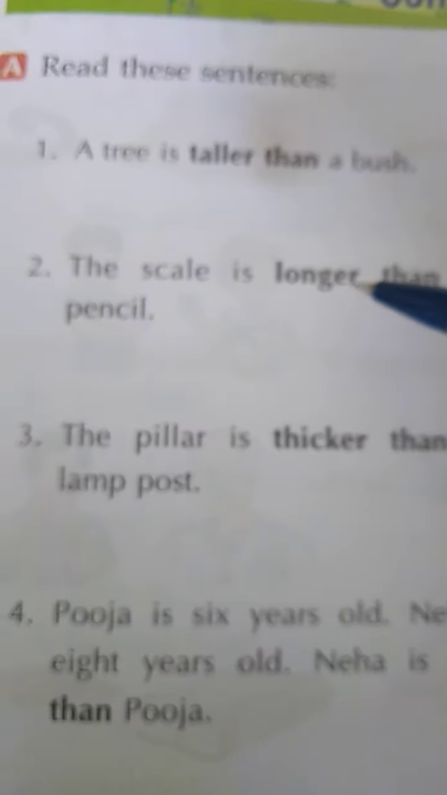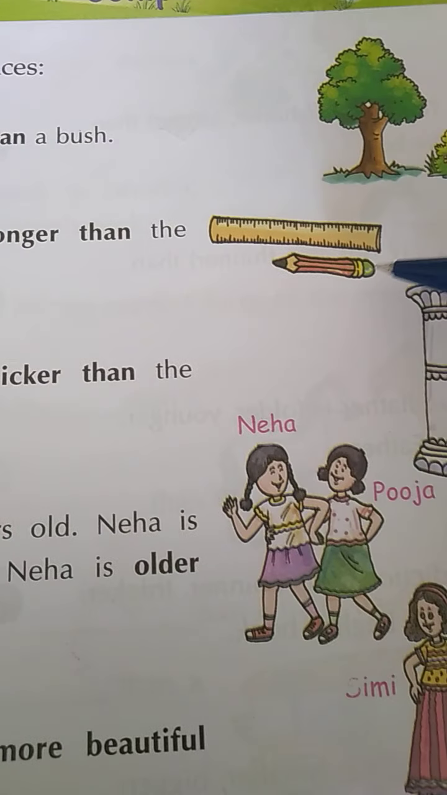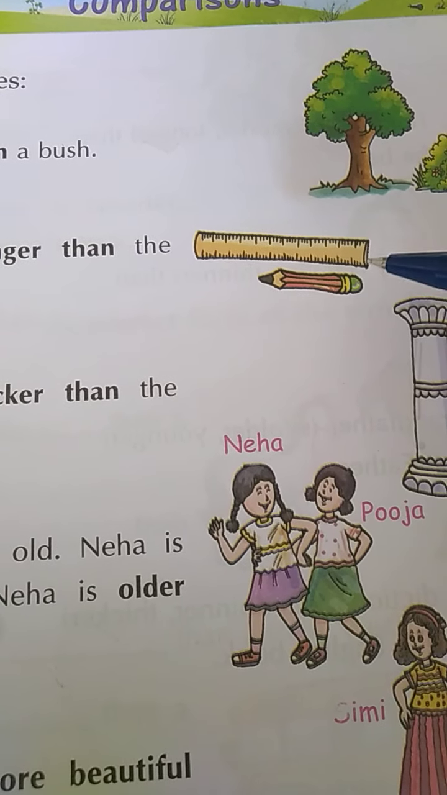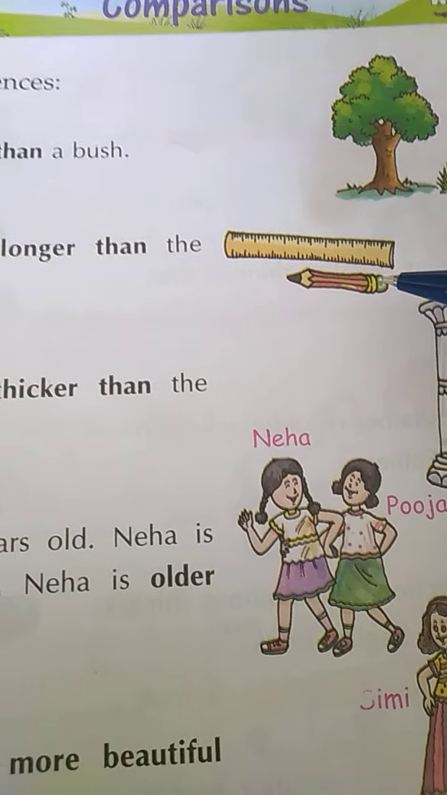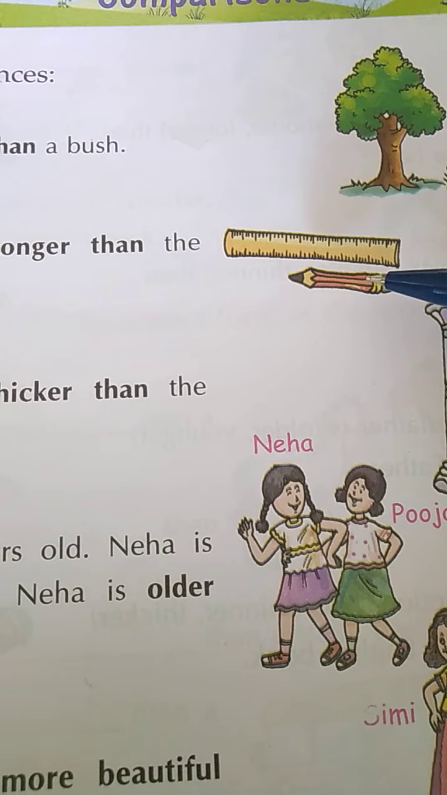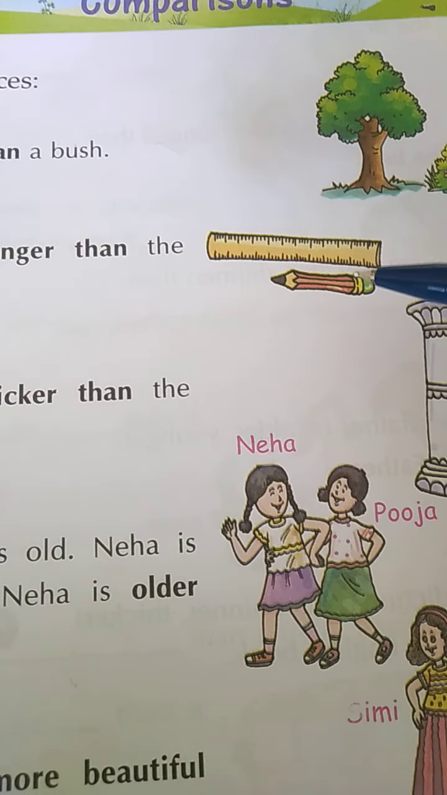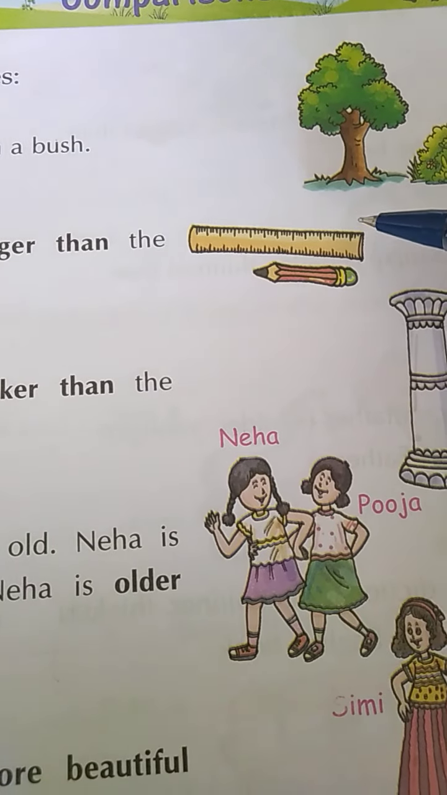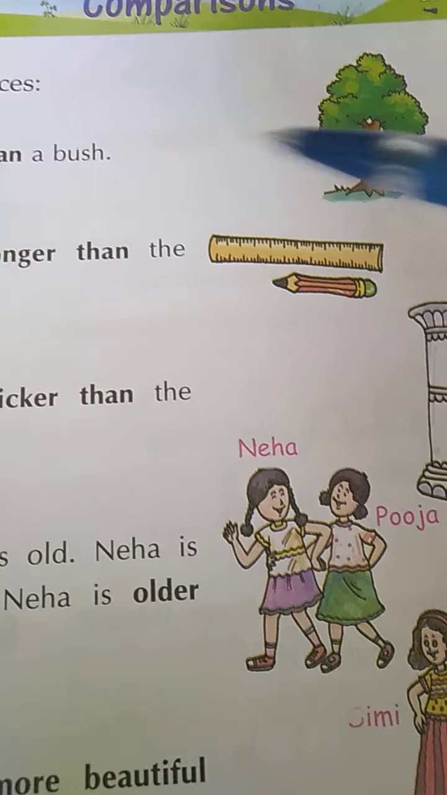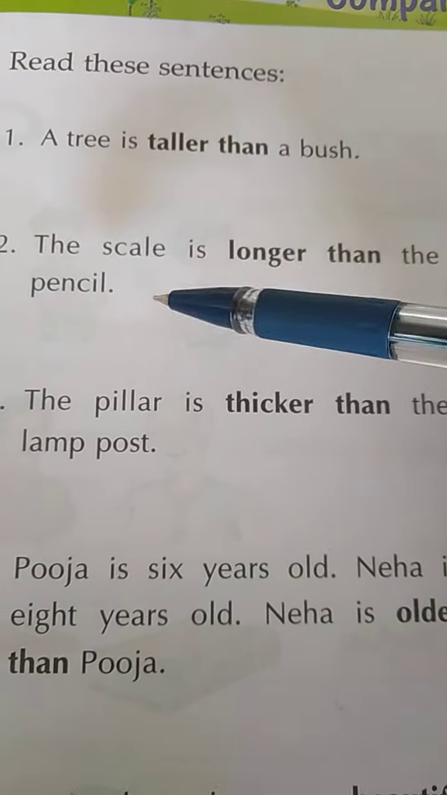Now the second one: the scale is longer than the pencil. Okay, the scale is longer than the pencil. So if we compare these two, then the pencil is short, the pencil is shorter than the scale, and here it is given that the scale is longer than the pencil.